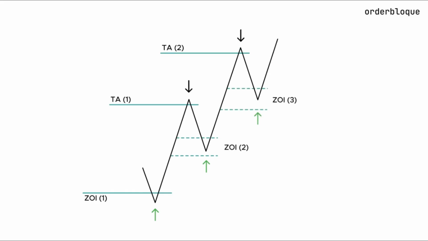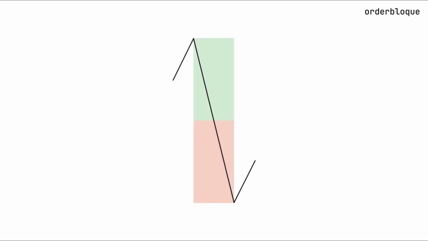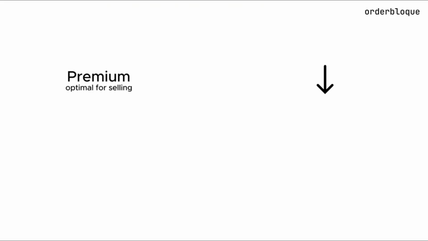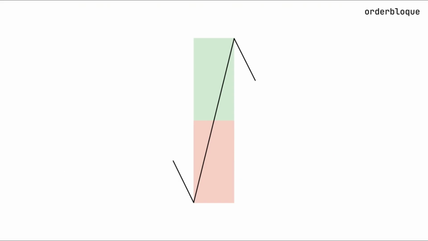This process can repeat for a very long time, but the principle remains simple. We always have a certain sequence in the form of a zone of interest, price delivery, and trouble area. And all of this is additionally accompanied by the formation of new dealing ranges. From the previous video, we already know that the dealing range is divided into two main zones: the premium zone, optimal for selling during downward movement, and the discount zone, optimal for buying during upward movement.